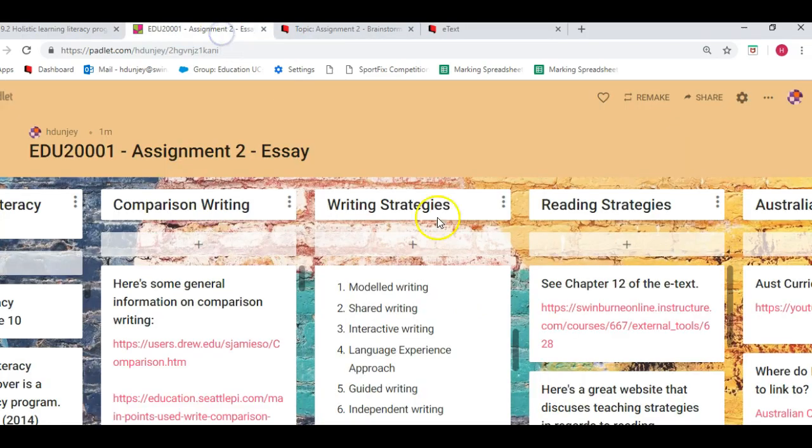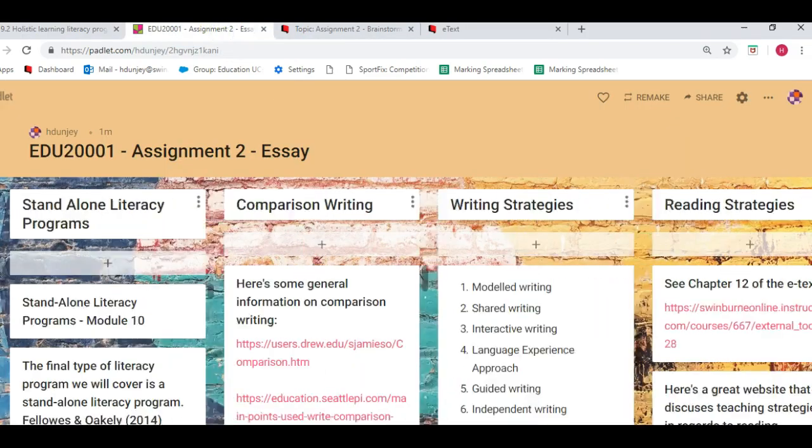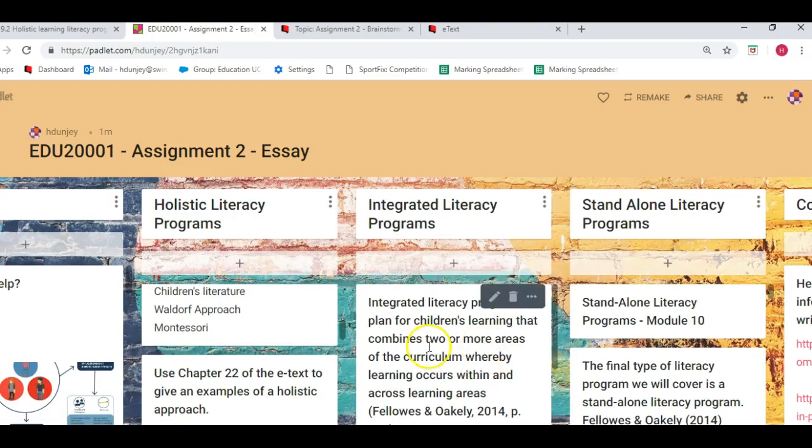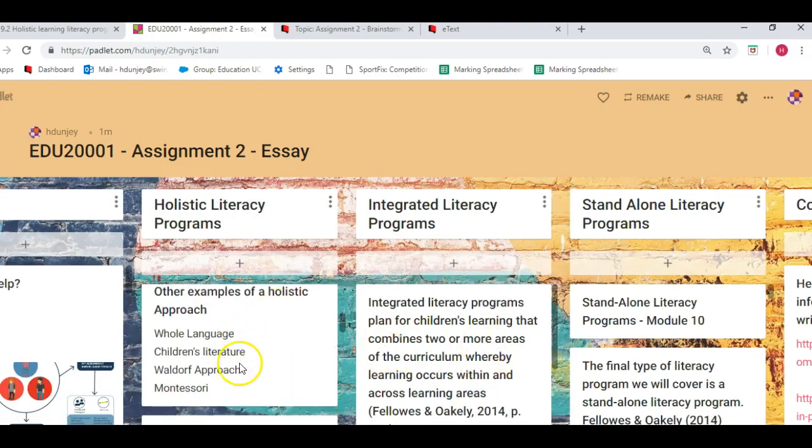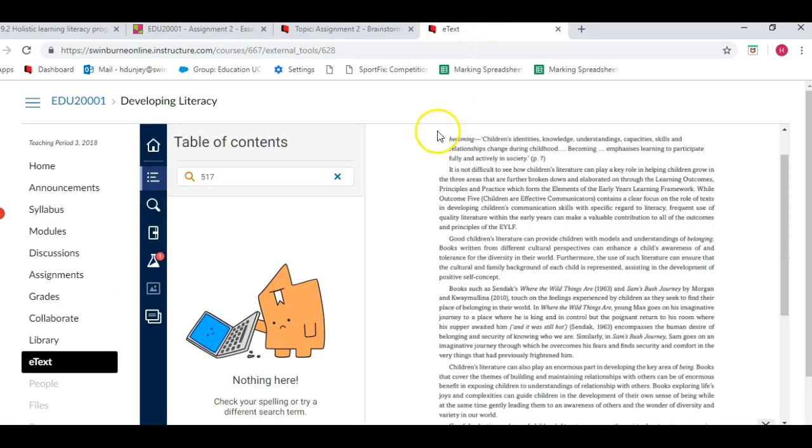Remember, there's lots of information in regards to the holistic approach in the Padlet. There's some examples here. You can use any of those examples. I've used the e-text, which is chapter 22 of the e-text. I have used a resource, one of those general books, as my general resource, and I've talked about some of the assessment resources that you would have. So your running records, your observation sheets, questioning techniques, quizzes, little tests that you would have.